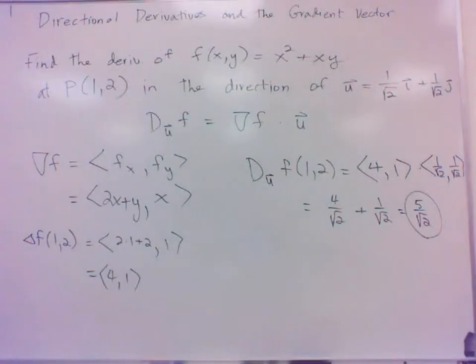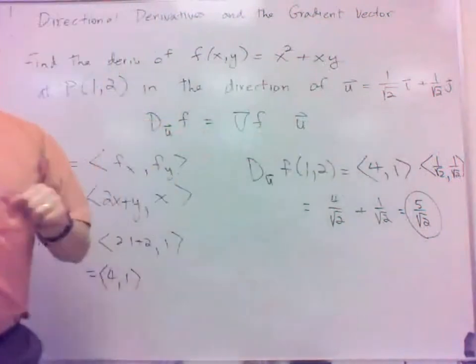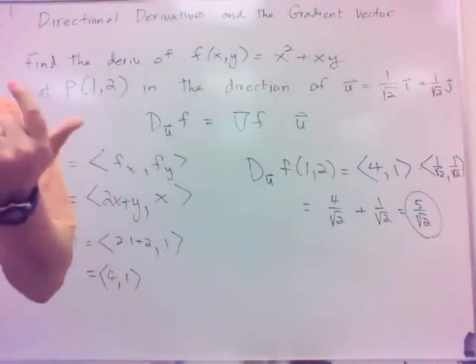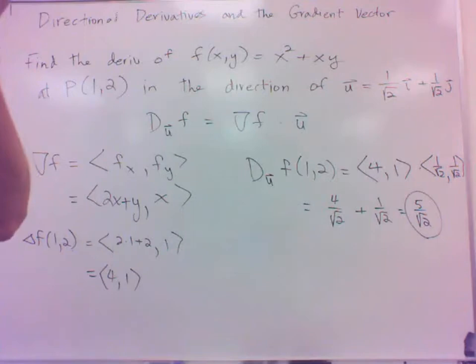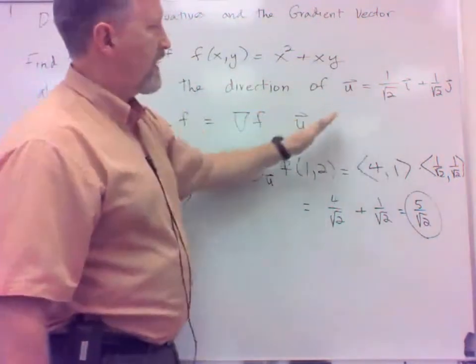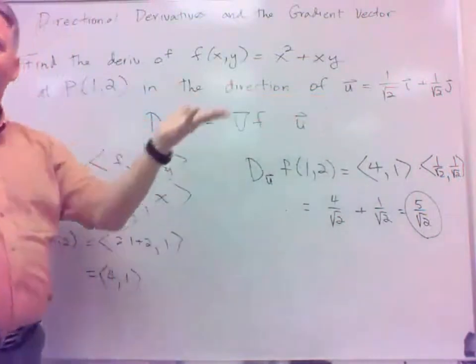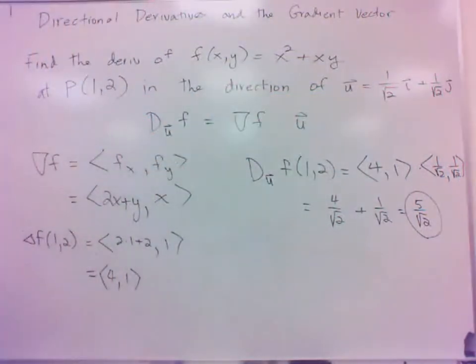So that would be the derivative for this function in that direction. 1 over square root of 2, 1 over square root of 2, that's just a 45, right? So instead of going in the x or y direction, this is going at a 45-degree angle, if you're talking about in the xy plane.